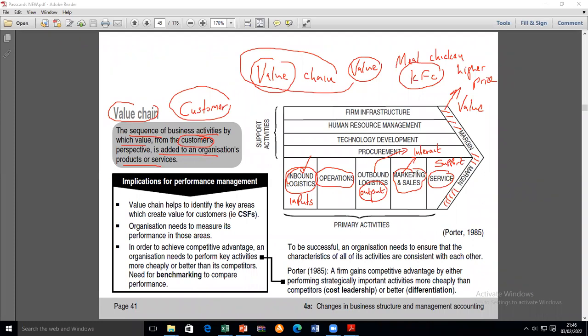So these are what you call the primary activities. This is where primarily value is created so that the customers are even willing to pay for this value. So for the customers to pay or to create value, these are the primary activities that help us do so.